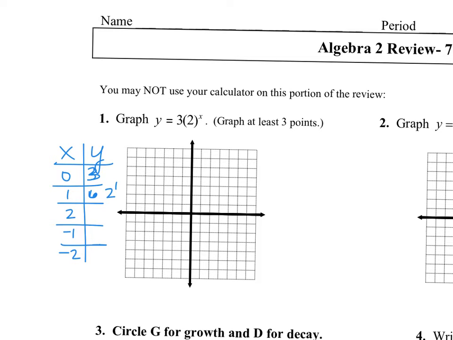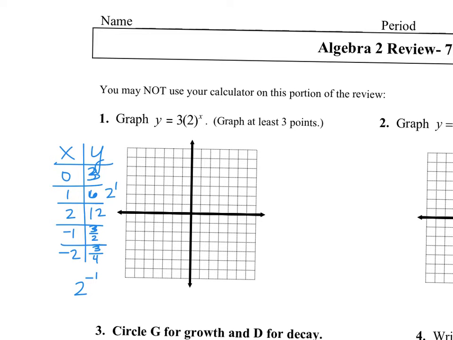2 to the second power is 4 times 3 is 12. 2 to the negative first power, what's 2 to the negative first power? 1/2, right? Remember, you're just flipping it over. It's 1 over 2 to the first power. So that's 1/2. Oh, sorry, I didn't multiply, times 3. 3/2. 2 to the negative second, 3 over 4, because then you need to multiply by 3. So you would get 3 over 4.